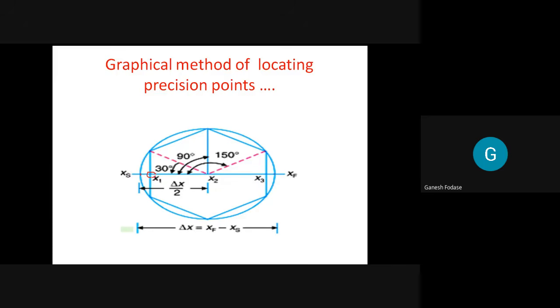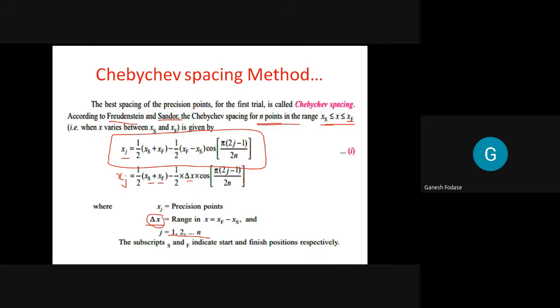I need to find out how much x1 is, how much x2 is, and how much x3 is. So when range is given, delta x is known, xs is known, of course, and f is also known. Then how to find this x1, x2, x3? That is precision points. We've seen by the analytical one, we can use this formula. If xs is known, xf is known, then I can find out.